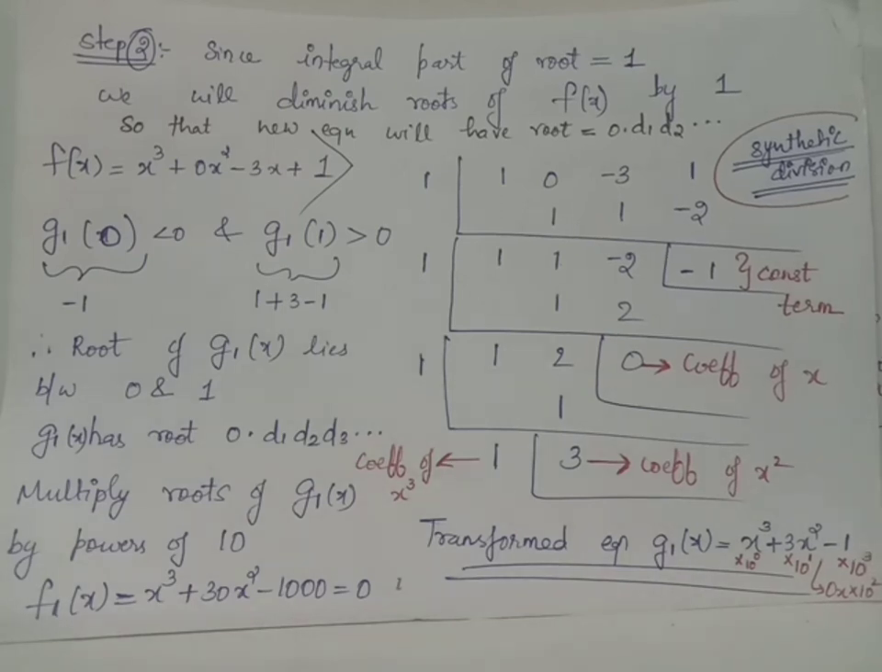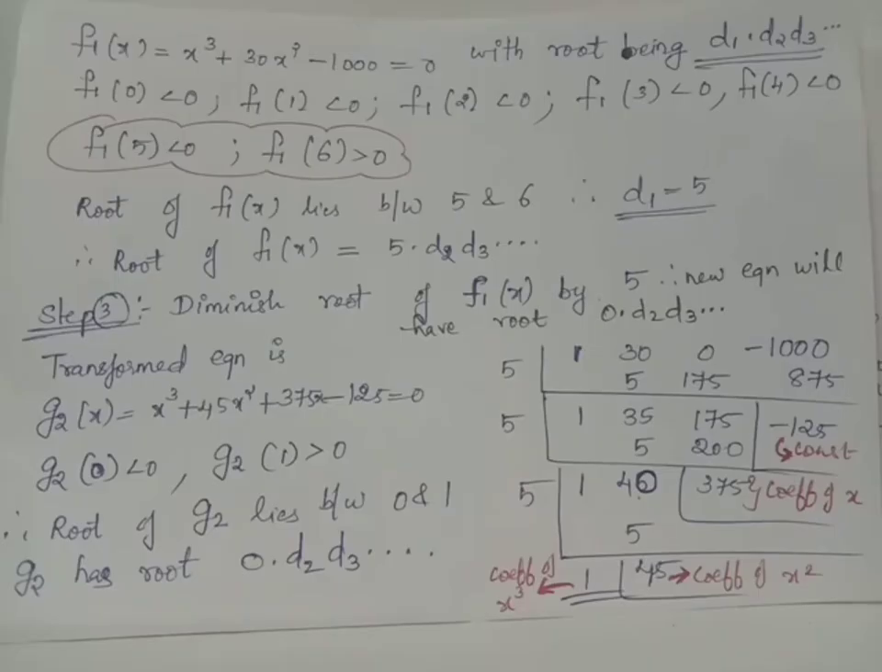Thus, when you multiply equation g1 of x using powers of 10, we get the new equation as f1 of x equals x cube plus 30x square minus 1000. Since this equation will have root of the format d1 point d2, d3, etc., because f1 of x is the equation which will have root of the form 10 multiplied to 0 point d1, d2, d3, etc. Now our intention is to find out integral part d1.